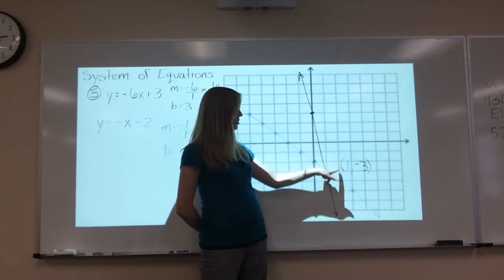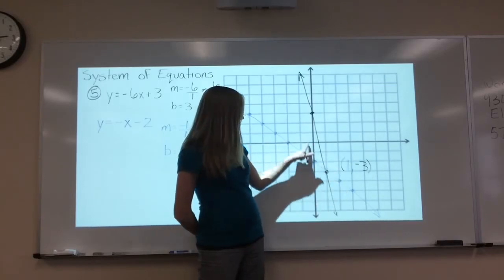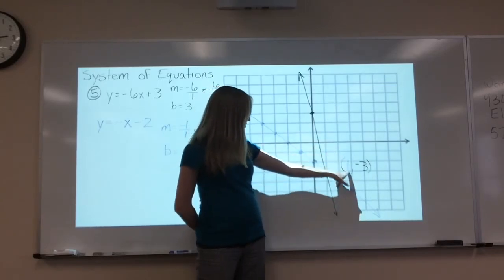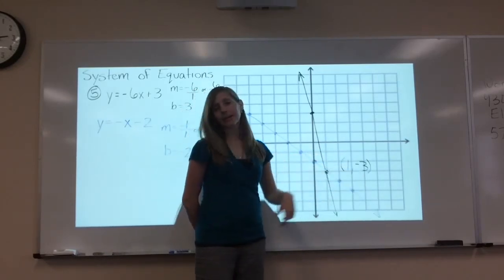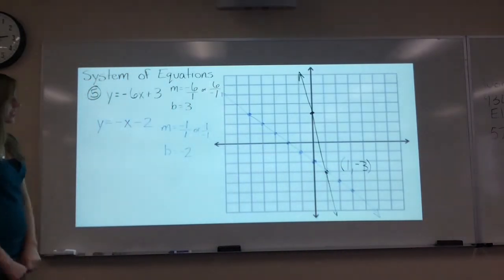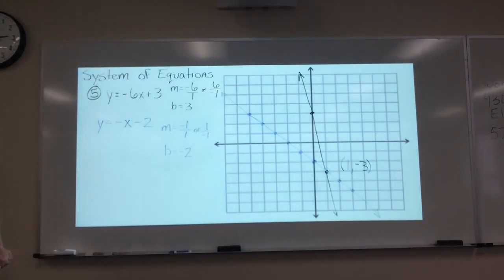Remember, you have to actually write the solution. Our solution here, you would go right 1, so that's where I got the +1, and then I counted down 3, and that's how I got -3. And that's the end of our lesson on graphing systems of equations.